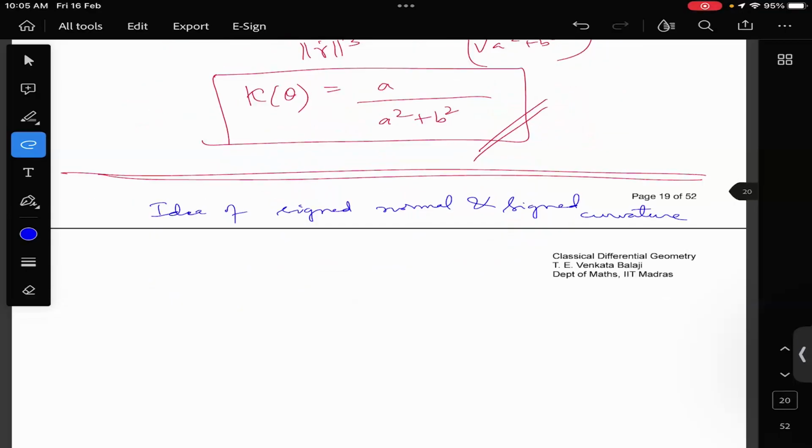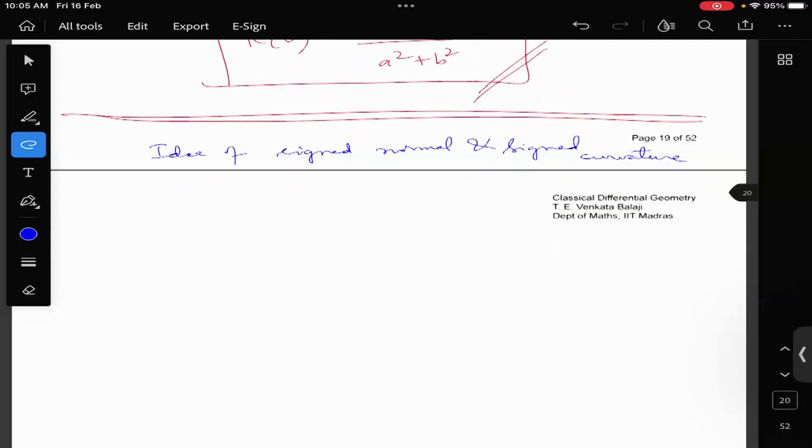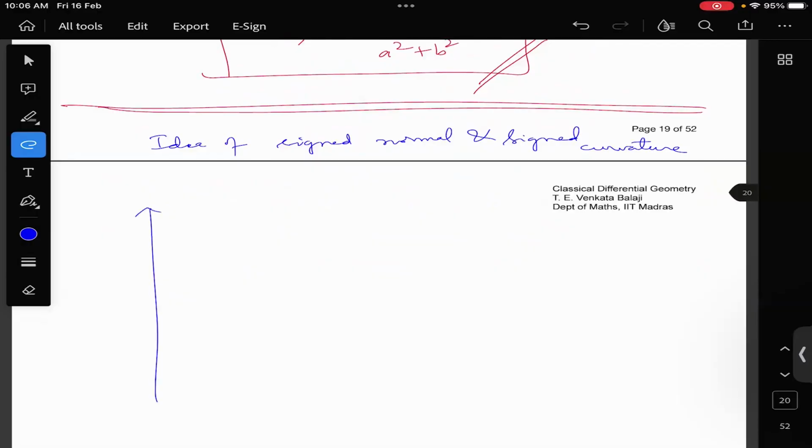So you see, this idea of signed normal and signed curvature, we arrived at them from a geometric point of view. Let me remind you how this was done. We took a picture of a curve given by gamma of t, which is a parameterization. Then we took a point on the curve, given by gamma t naught, which is a point p naught.